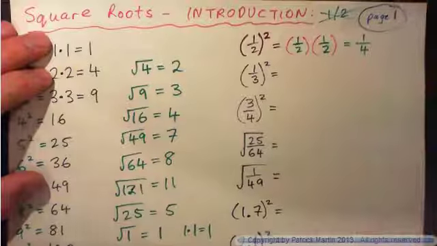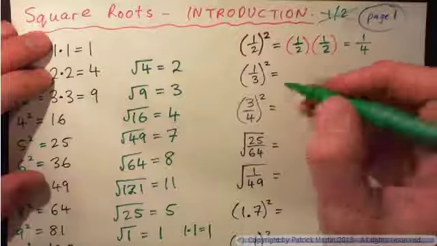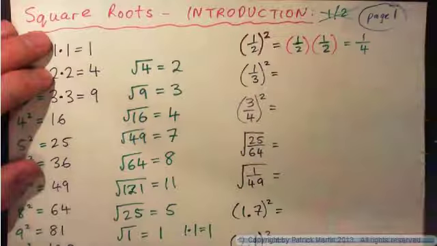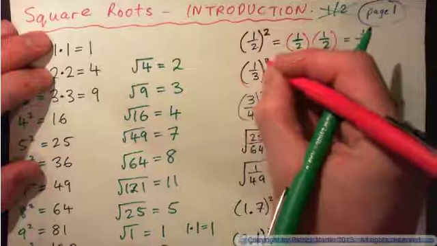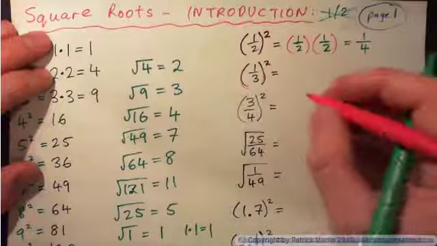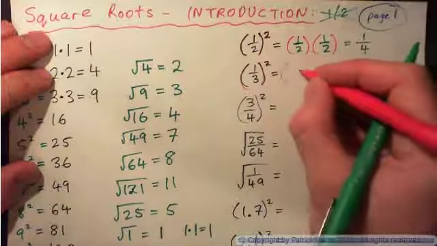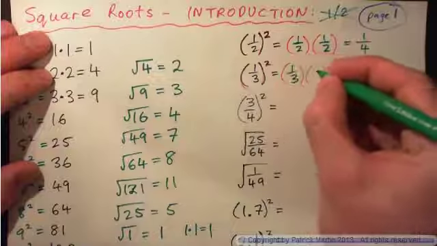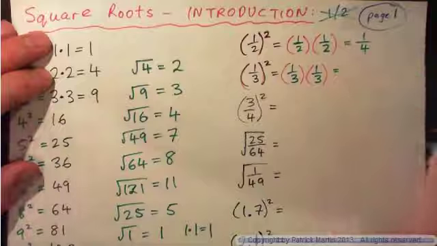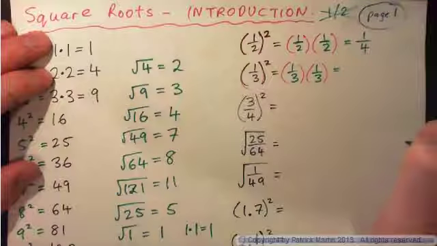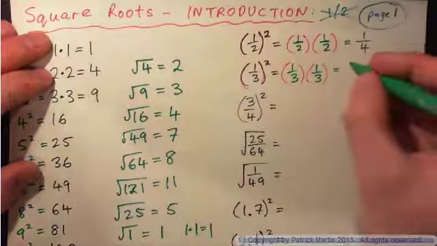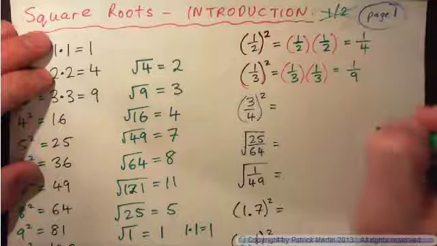So if you were asked then, and do the root, or what's this then? Please do this one by yourself. 1/3 squared is 1/3 times 1/3, which is 1 times 1 is 1, 3 times 3 is 9, so 1/9.